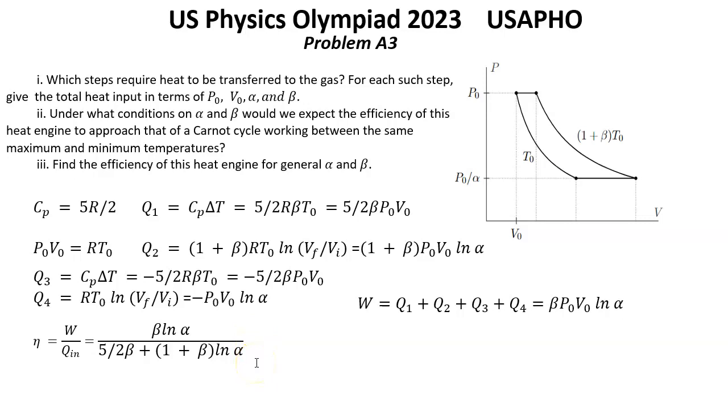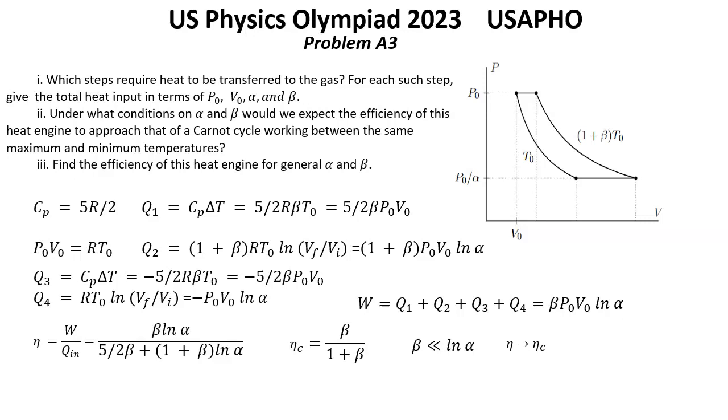But now let's compare it to efficiency for Carnot cycle. For Carnot cycle with the same high and low temperatures, we have beta over 1 plus beta. Let's compare it with the formula for our process. Here, if beta is infinitesimal, this efficiency will be almost the same as for Carnot cycle. So it means that only for beta much less than logarithm alpha, we have efficiency going to efficiency for Carnot cycle.